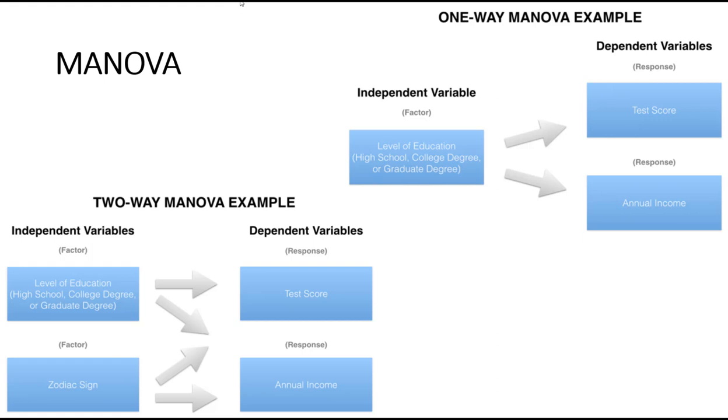When comparing two or more continuous response variables by a single factor, a one-way Manova is appropriate. For example, comparing test score and annual income together by level of education. A two-way Manova also entails two or more continuous response variables, but compares them by at least two factors. For example, comparing test score and annual income together by both level of education and zodiac sign.